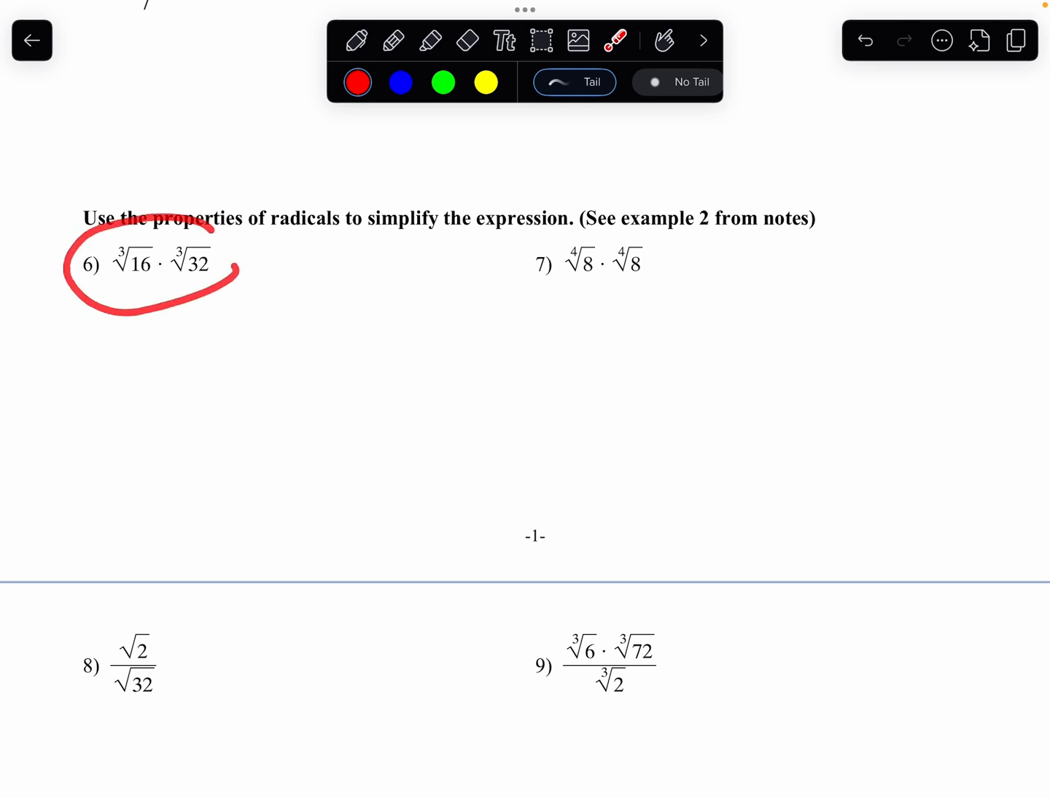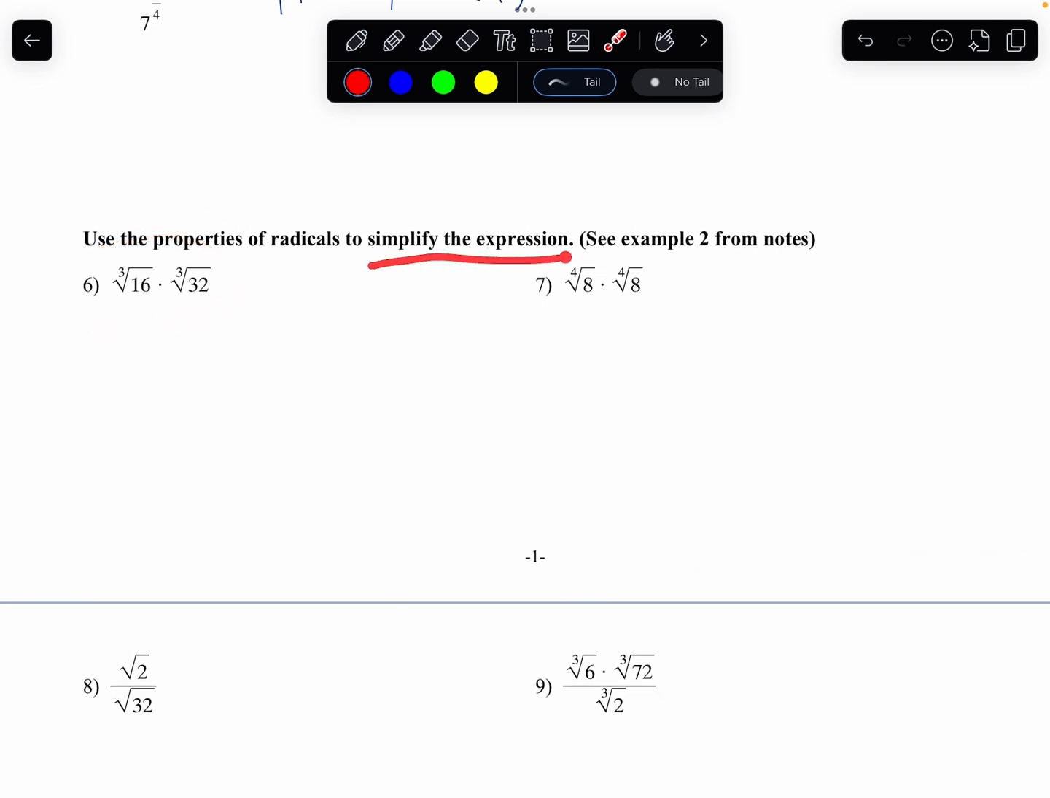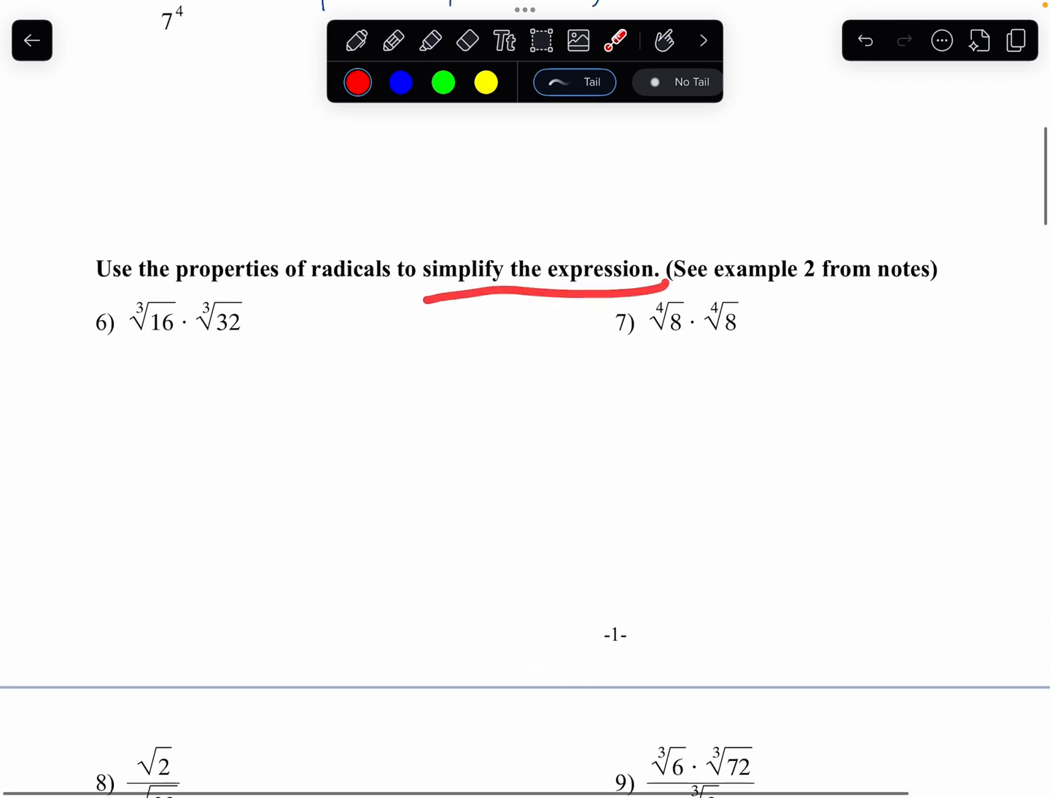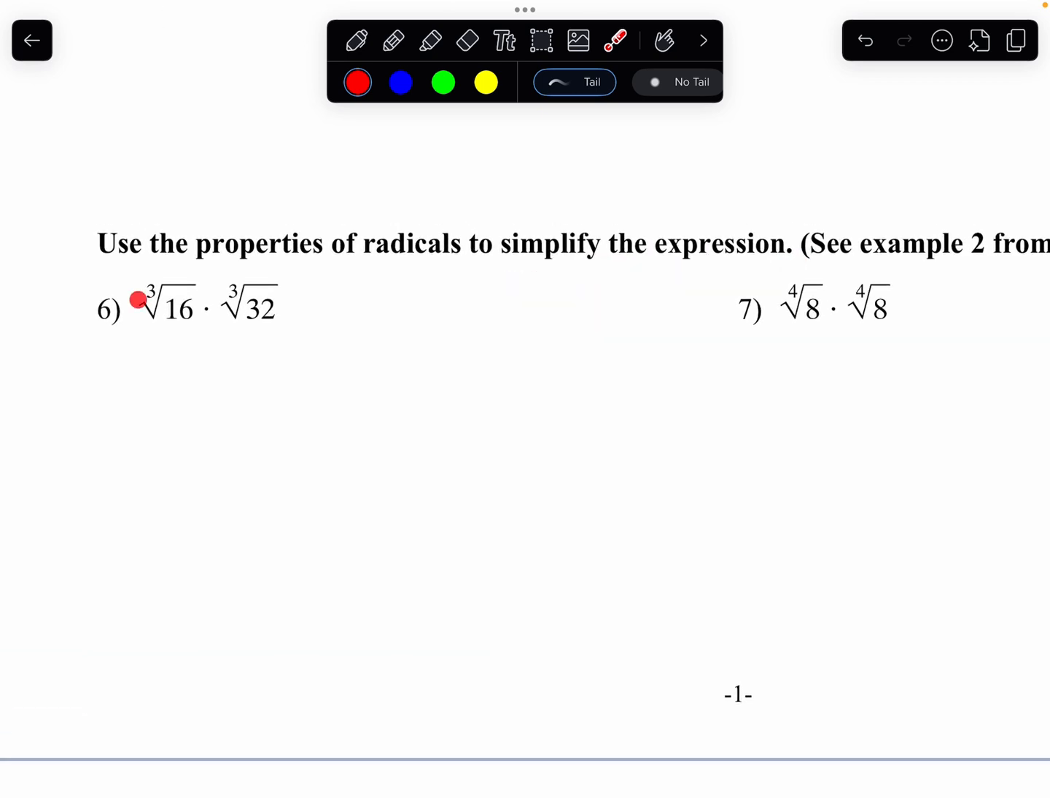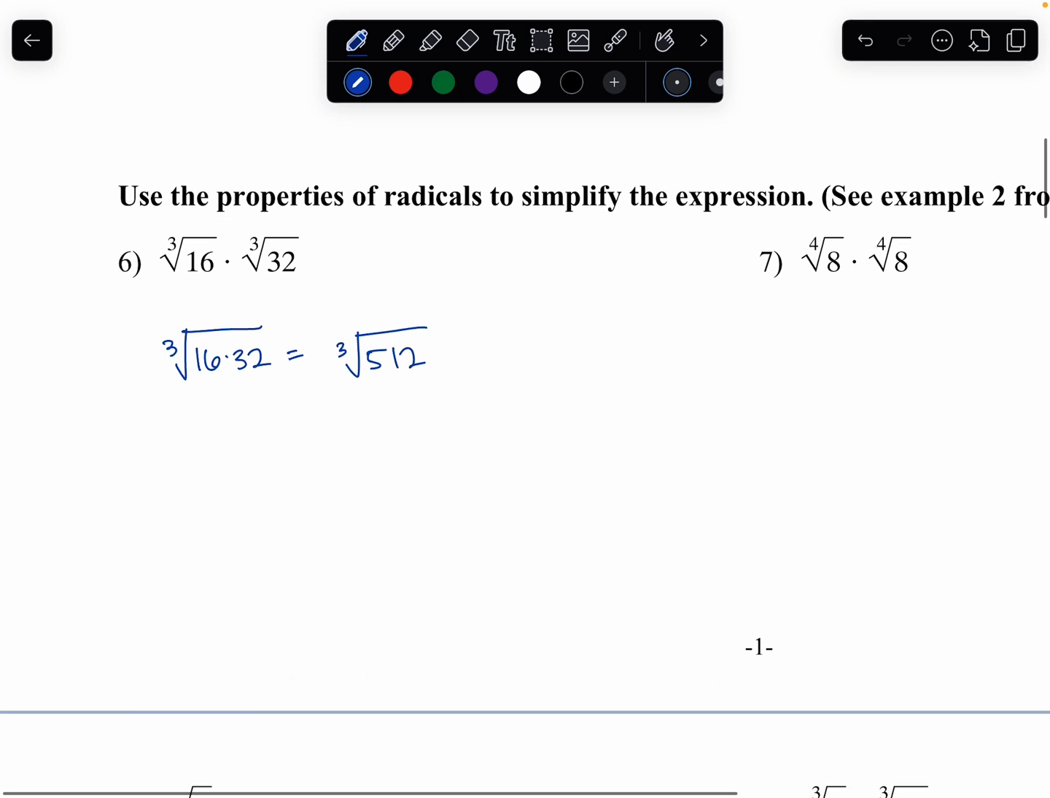For the next one, use the properties of radicals to simplify the expression. Okay, so because these are both cube roots, I can multiply what I have inside. So this is the cube root of 16 times 32. So I'm going to do 16 times 32, and I get the cube root of 512. Now what I'm going to check here is to see if 512 has any cube roots. And so you can do prime factorization with that.